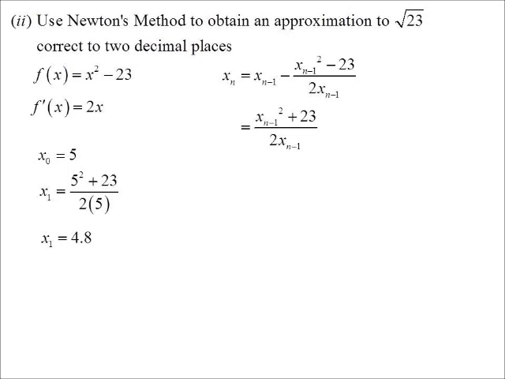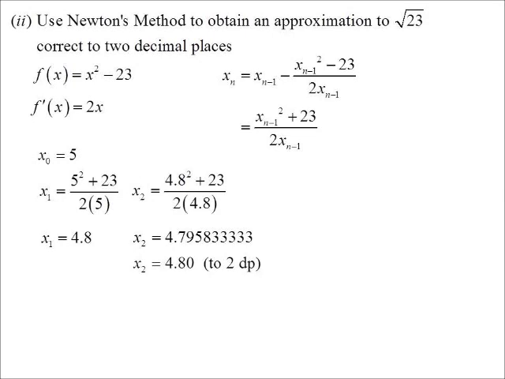So 4.8, sub it in again, x2, 4.7955833333, which again is 4.8, isn't it? But we want 2 decimal places. What's 2 decimal places? That is 4.8. Oh, maybe we found it. So there you go, 4.80, we found it straight away.